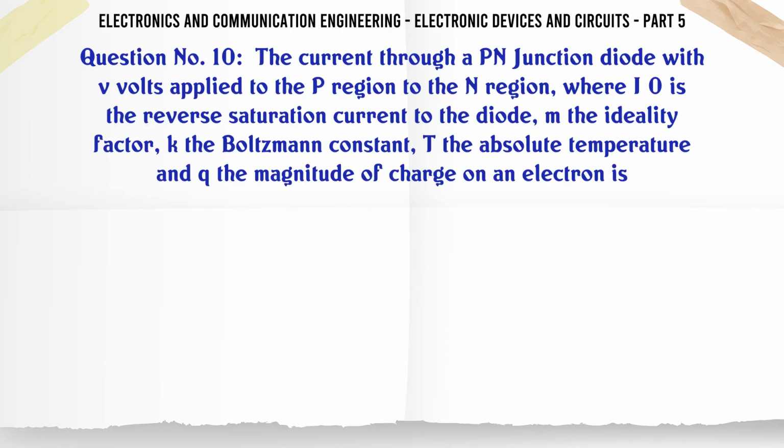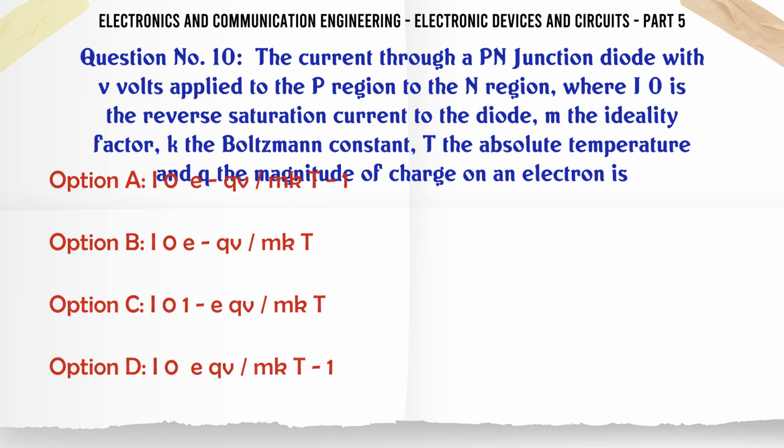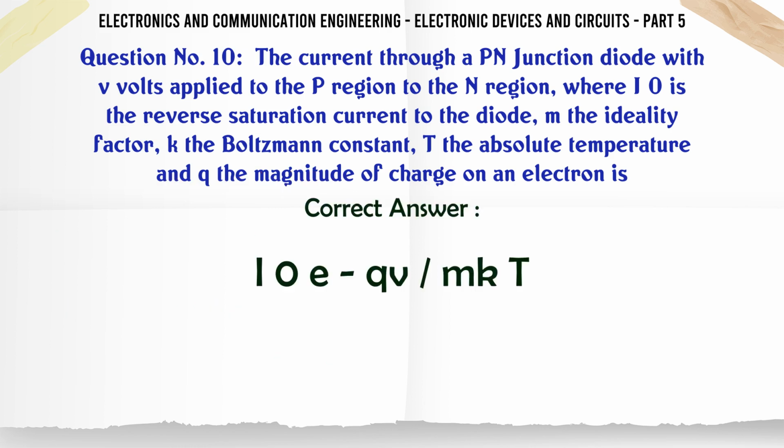The current through a PN junction diode with V volts applied to the P region relative to the N region, where I0 is the reverse saturation current of the diode, m the ideality factor, k the Boltzmann constant, T the absolute temperature, and q the magnitude of charge on an electron, is A: I0 (e^(qV/mkT) + 1), B: I0 e^(qV/mkT), C: I0 (e^(qV/mkT) - 1), D: I0 (e^(qV/mkT) + 1). The correct answer is I0 (e^(qV/mkT) - 1).